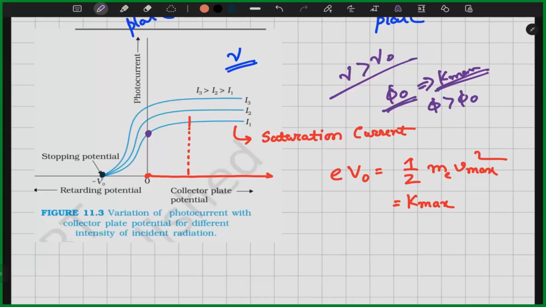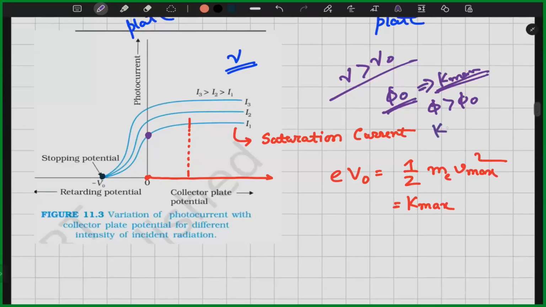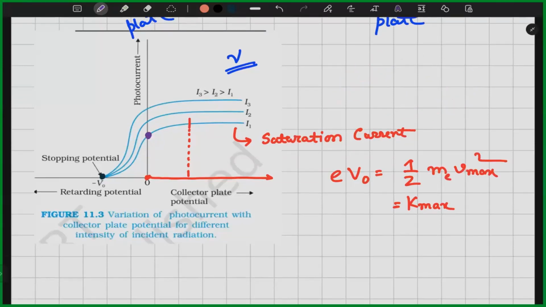Now, if we increase the potential, those electrons can also move to plate A, because that positive potential gradient helps the electrons flow. So the photoelectric current will increase. That's why it is increasing. Now, after a certain value, what happens? As nu and I are fixed, the number of emitted electrons is fixed.